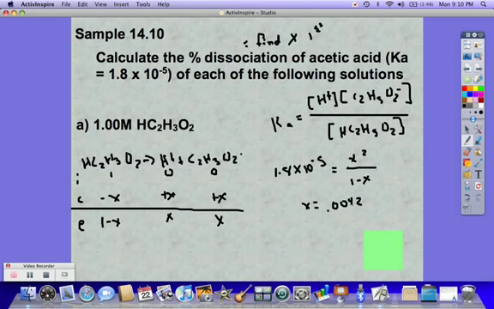And instead of finding the pH, which we've done previously, they just want to know percent dissociation. So we need to find our x, which we found, and put that over our initial concentration, which was 1, times 100. And that'll tell us the percent that broke up, which in this case is 0.42%.